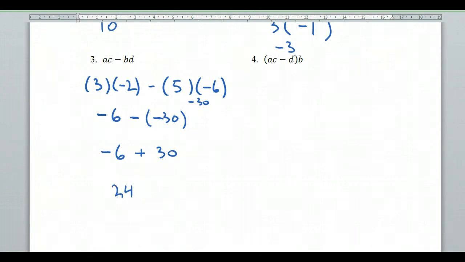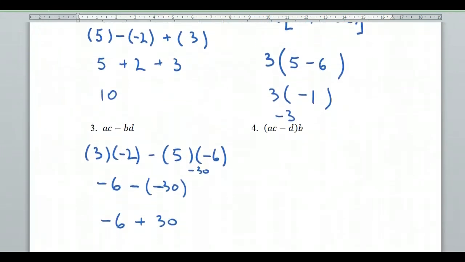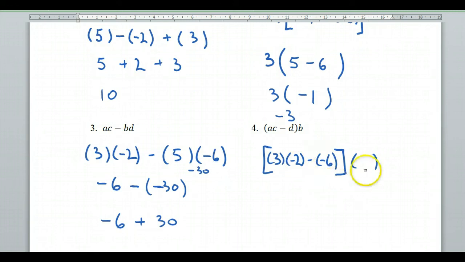All right, last one. Let's go ahead and decipher this one. Again, I'm going to use some brackets here. So I'm going to use the big bracket, and then inside here I have A times C minus D, and then on the outside I have B. Okay, so again, I'm going to use brackets just so I don't confuse my negative signs in my operations. All right, A was 3, C was -2, D was -6, and B was 5.